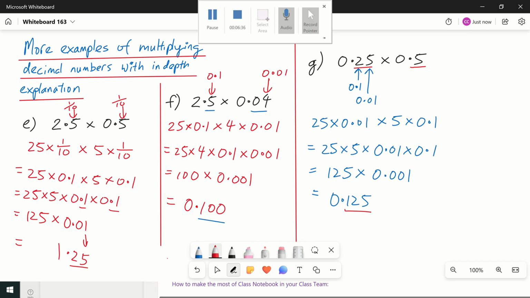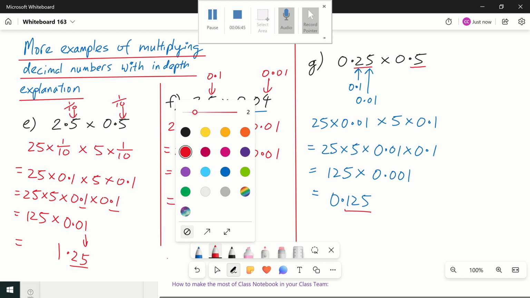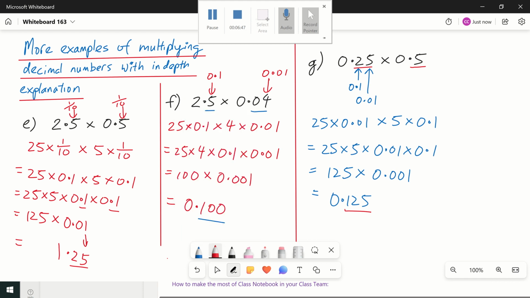As a final look, it matches up with the way we look at fractions too. So 0.5 is actually half. Taking a look at example E, 0.5 is half. So you can see that half of 2.5 gives us 1.25.